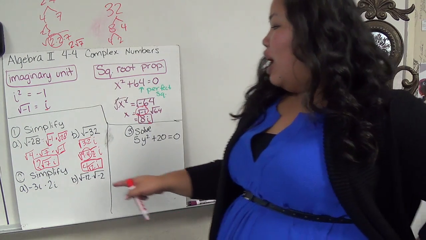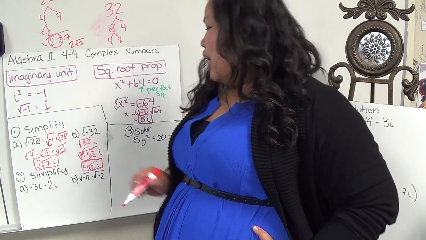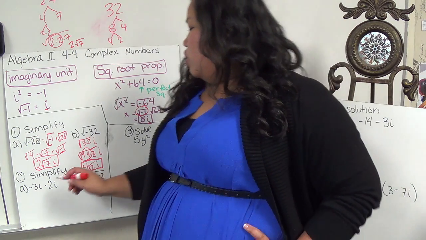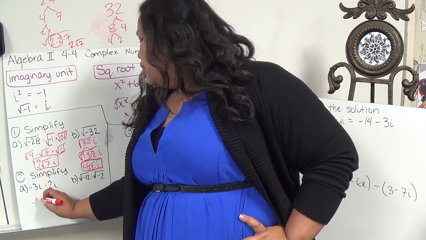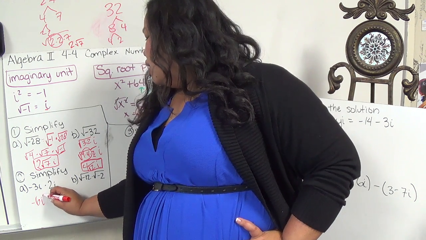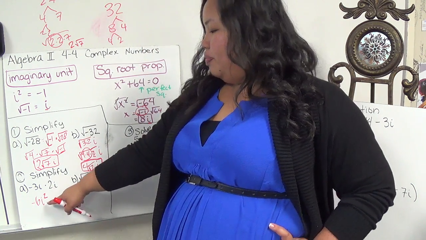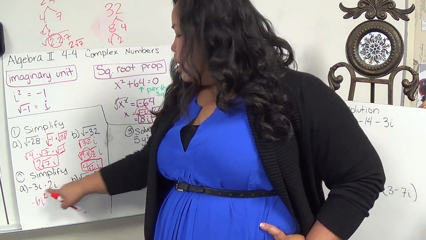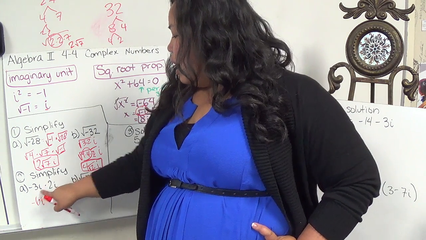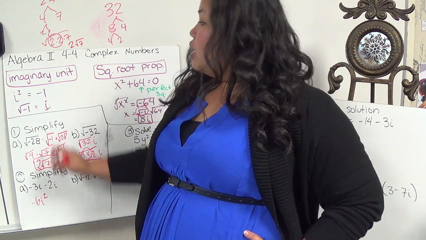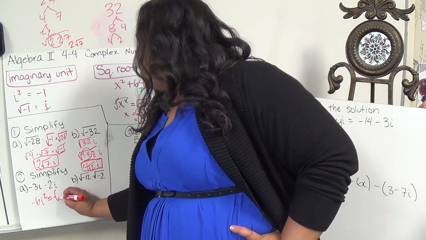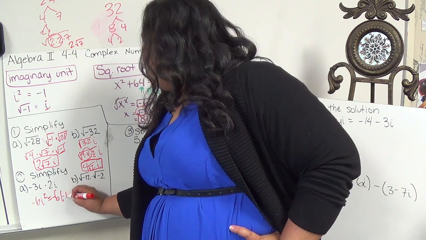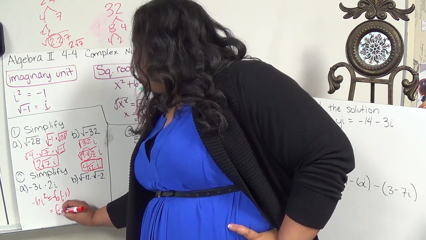Okay? So I have negative 3i times 2i. So this would be negative 6i squared, right? Negative 3 times 2 is negative 6, and then i times i is i squared. Now the thing is, i squared equals negative 1, so this is the same thing as saying negative 6 times negative 1, which gives me a positive 6.